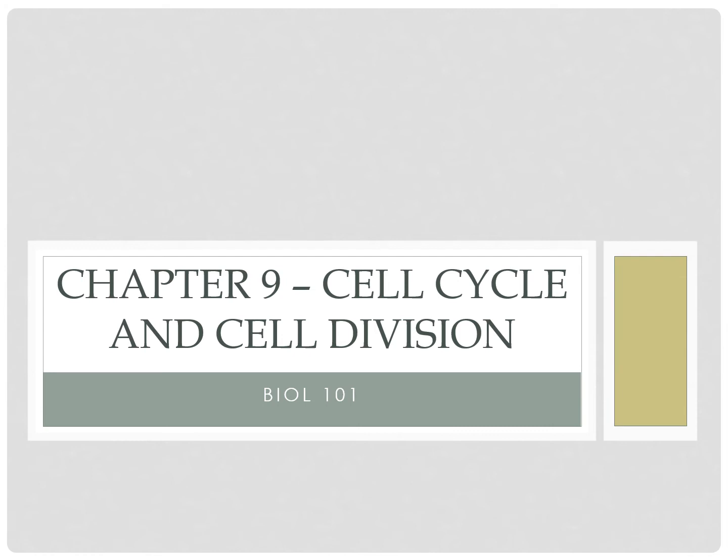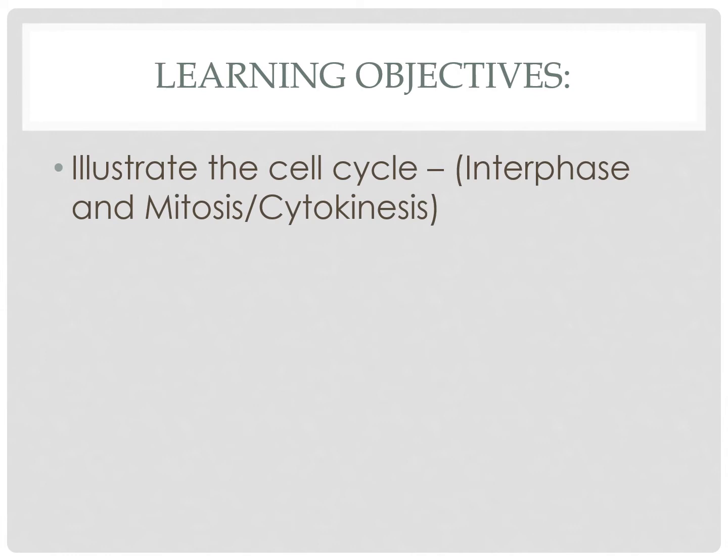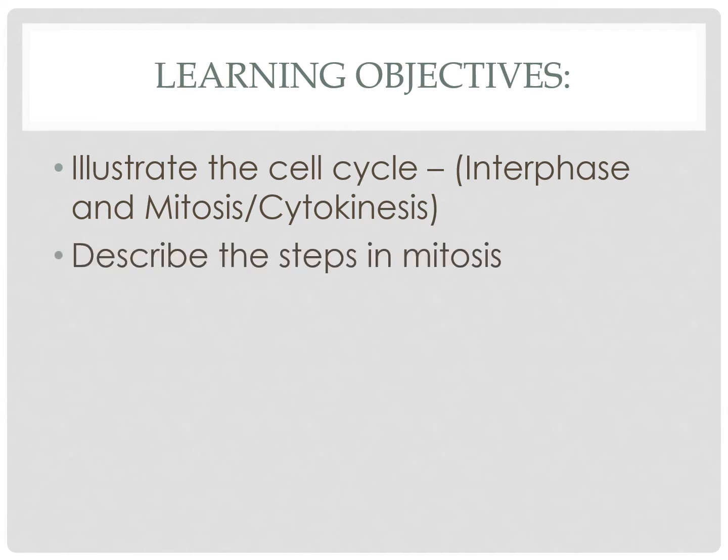Chapter 9, Cell Cycle and Cell Division. Okay, so learning objectives for this chapter, by the end of it, you should be able to illustrate the cell cycle. And the cell cycle includes three separate phases to it, which within those three phases, there are more phases. So we have interphase, mitosis, and cytokinesis.